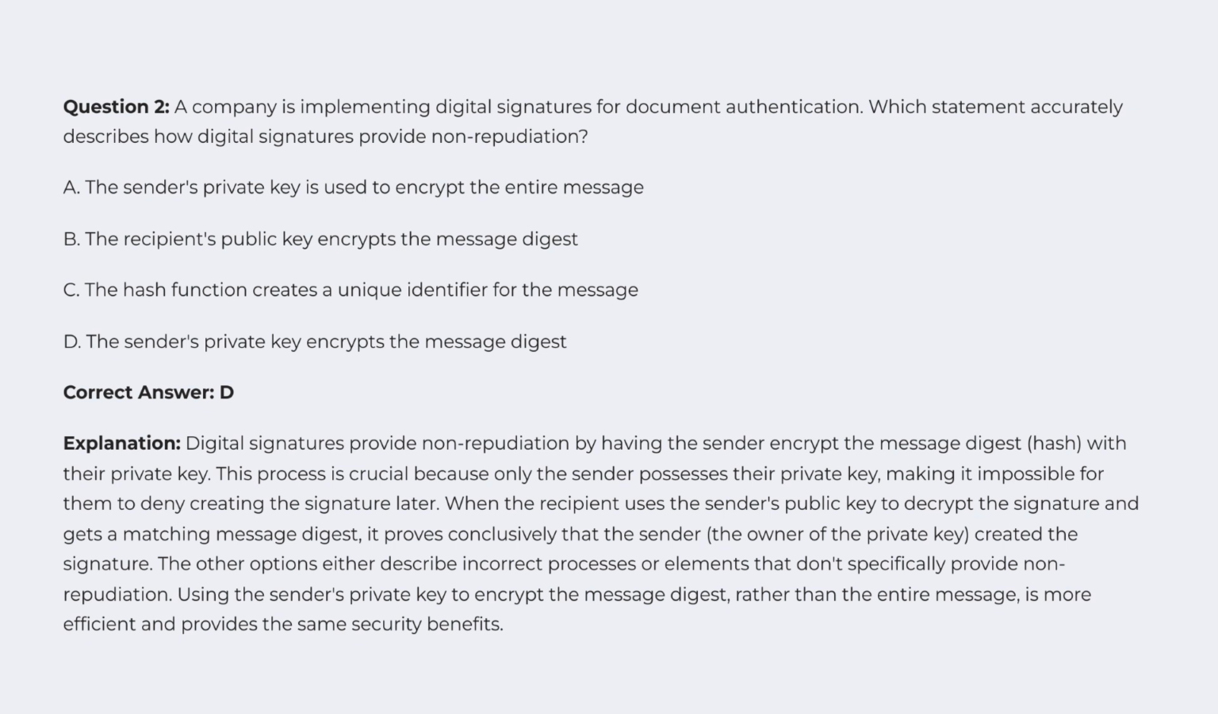The other options either describe incorrect processes or elements that don't specifically provide non-repudiation. Using the sender's private key to encrypt the message digest, rather than the entire message, is more efficient and provides the same security benefits.